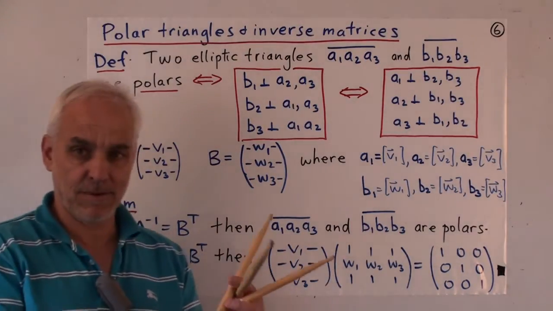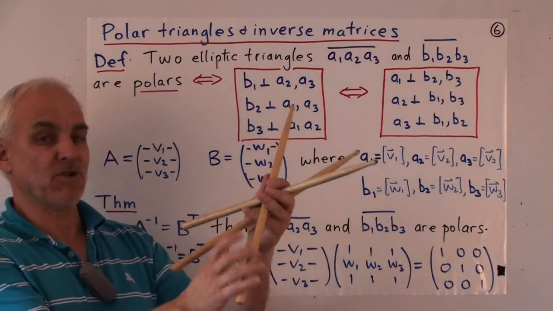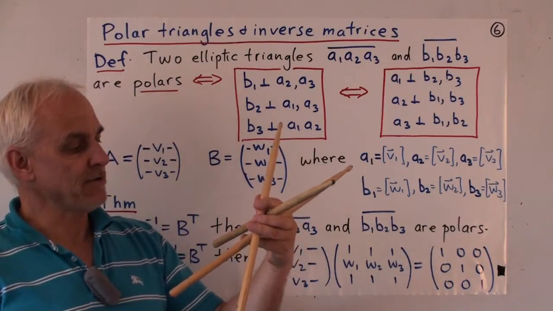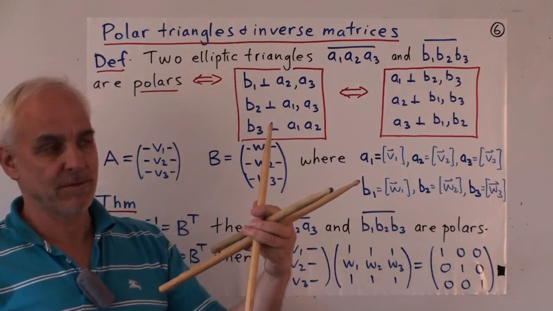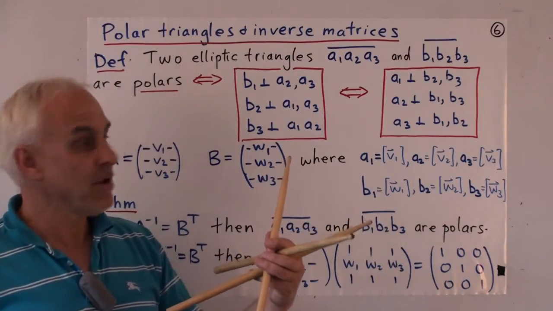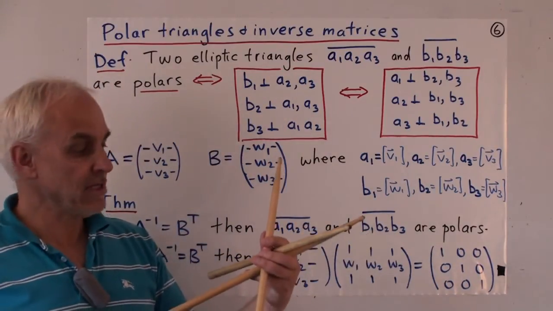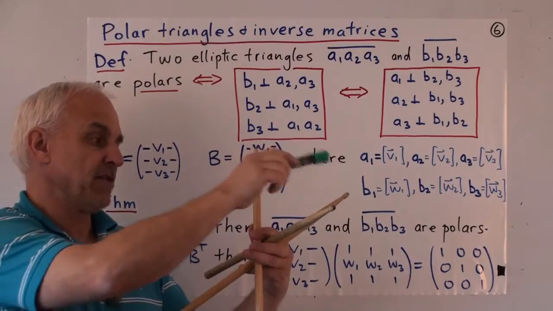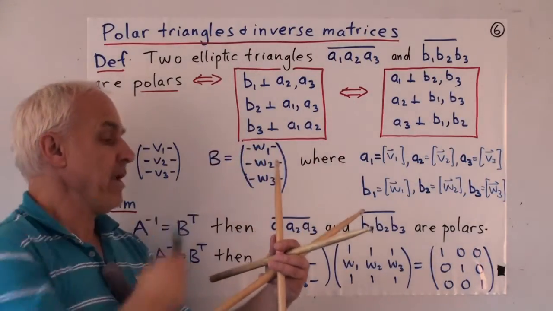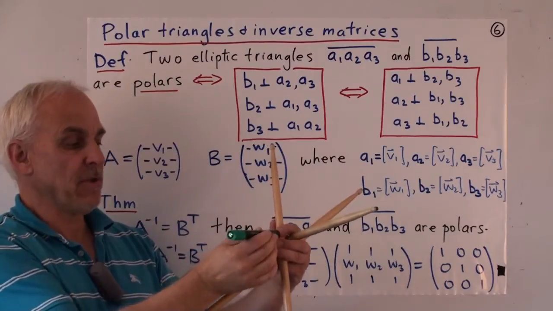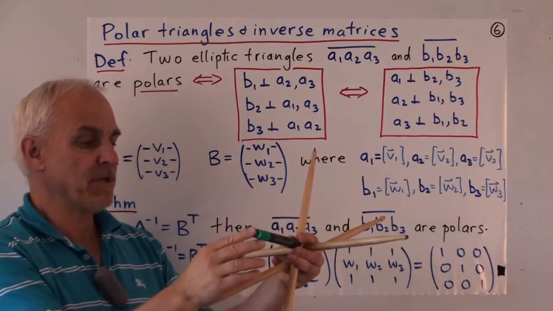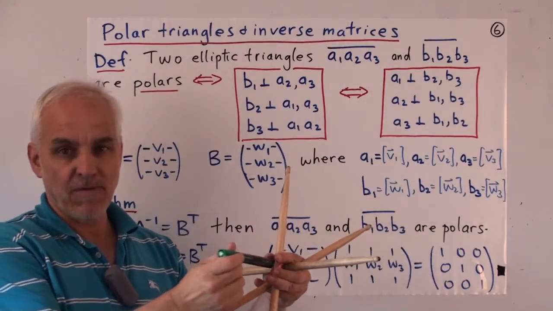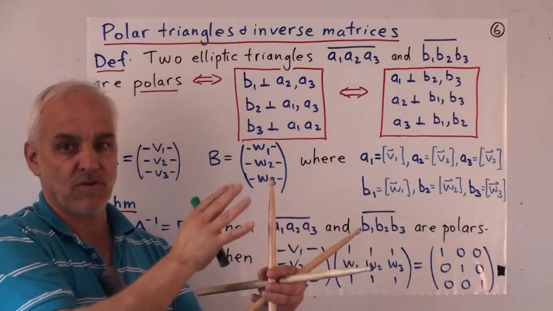And geometrically, what does it mean? Well, here's an elliptic triangle again, and let's roughly try to illustrate what the polar triangle would look like. We're looking for another triangle whose first direction is perpendicular to the second and third of the lines here. So say this is the first line, the second line, and the third line. Then B1 has to be perpendicular to A2 and A3, so it's going to be a vector in that direction. It's perpendicular to the plane formed by these two, so this is really the normal vector to the plane spanned by those two vectors.